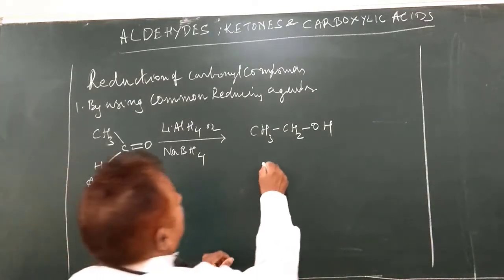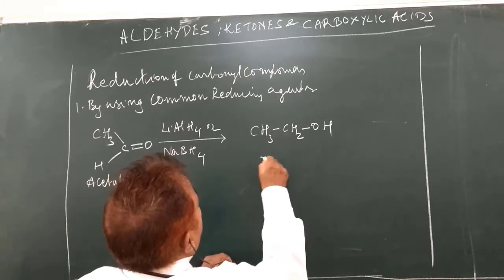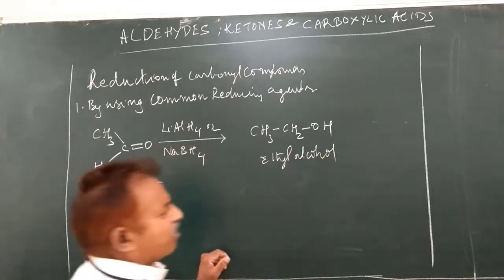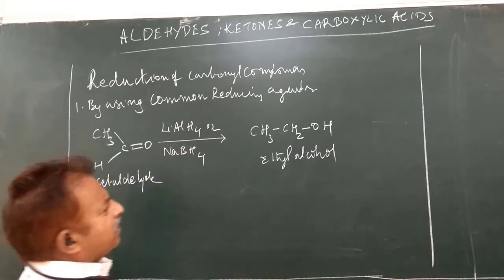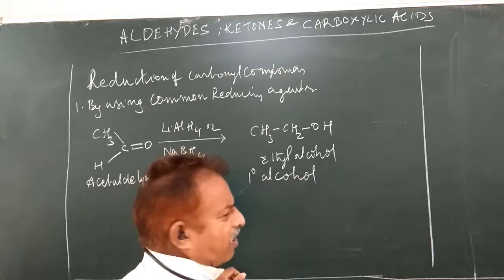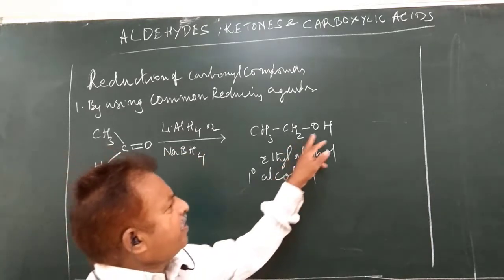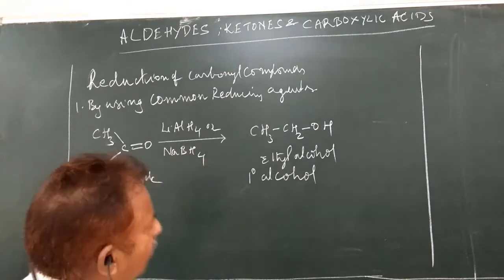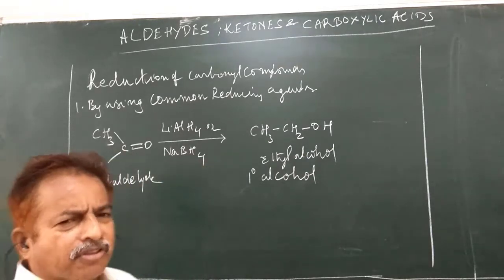and this is ethyl alcohol. Acetaldehyde, ethyl alcohol. This is primary alcohol. Primary alcohol means carbon bearing functional group is connected to one more carbon atom. Now let us see the reduction of ketones.